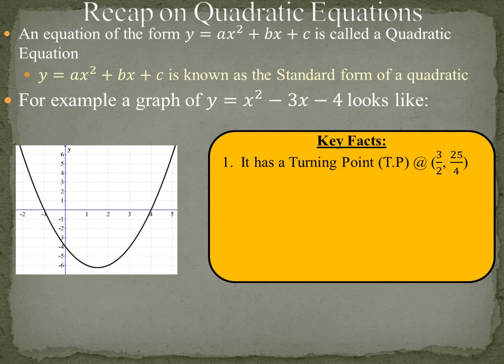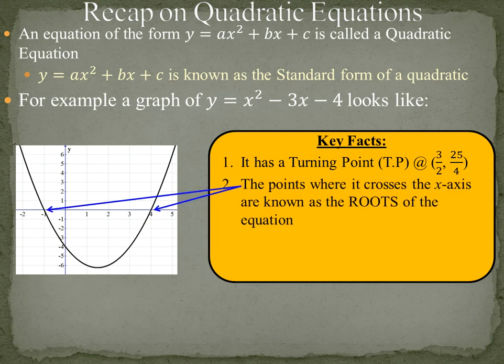I'm not going to go into how that's worked out, but accept that's the case. Hopefully you can see from the grid markings that is the case for this one. The points where it crosses the x-axis are known as the roots of the equation. Important concept. It was used a lot at National 5, and again, those concepts are important within Higher.